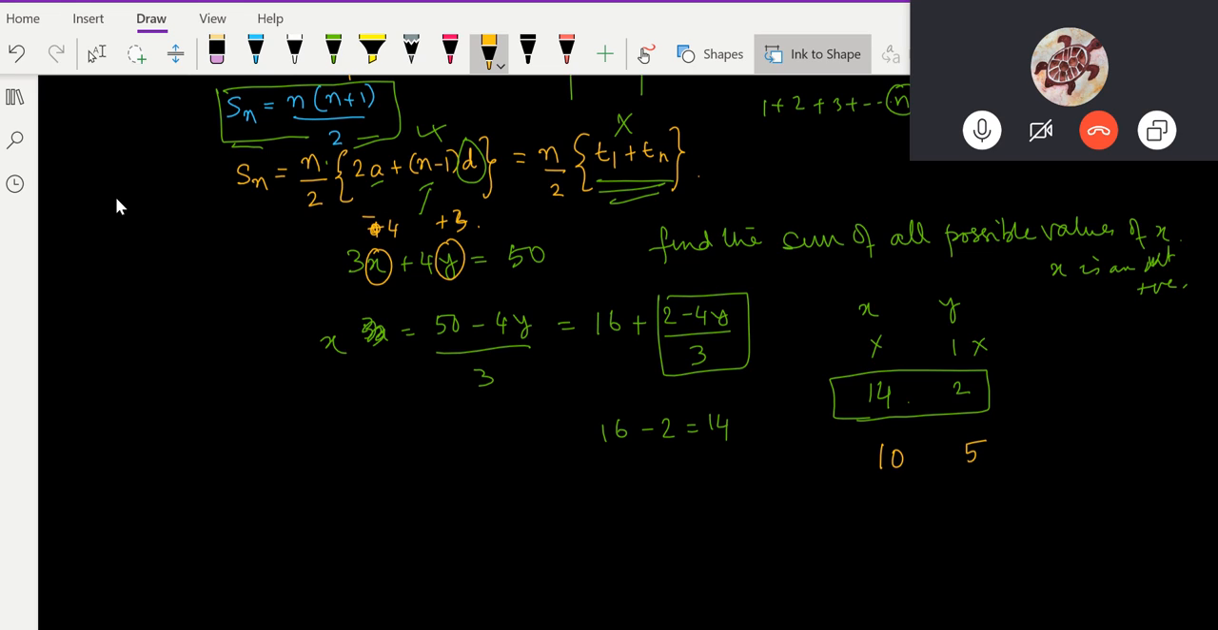Now, what is the minimum value of x that can happen? 1, right? But will 1 fit in? Let me put this in the original equation. So 3 plus 4y is equal to 50. That means 4y is equal to 47, which will not work. So 1 cannot be the case.